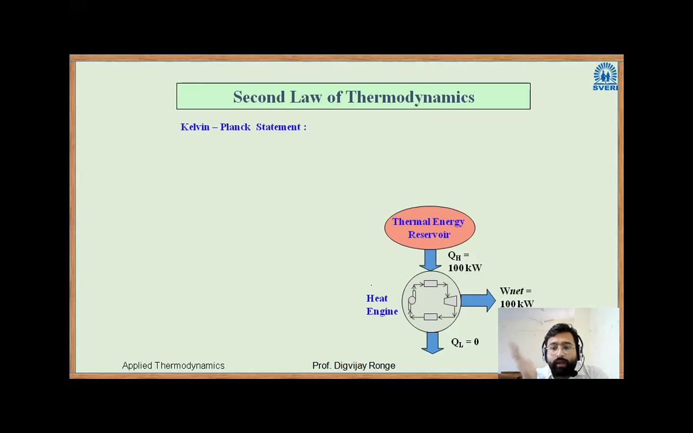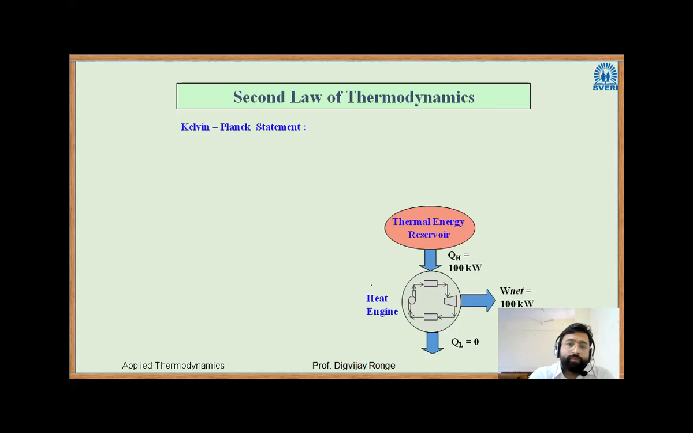आणि नंतर येतो सेकंड लॉ. सेकंड लॉ मधलं केल्विन प्लँक स्टेटमेंट काय म्हणतं की मशीन कॅनॉट हॅव 100% इफिशियन्सी. म्हणजे जेवढं हीट इनपुट आहे तेवढंच तुम्ही वर्क करू शकत नाही. देअर ऑलवेज विल बी सम हीट लॉस. ओके, देअर ऑलवेज विल बी सम हीट लॉस. सो दॅट इज द स्टेटमेंट गिवन बाय केल्विन प्लँक.